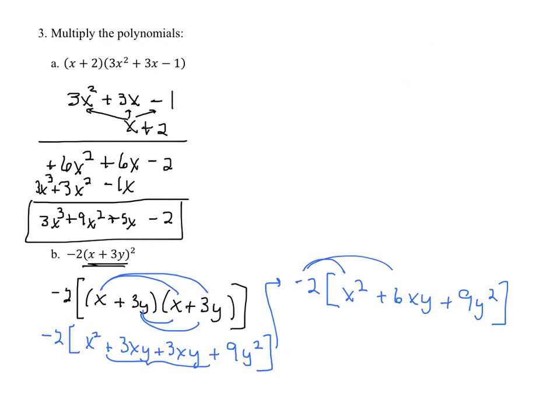And now I'm going to just distribute my negative 2 through. Negative 2x squared minus 12xy minus 18y squared. Done.